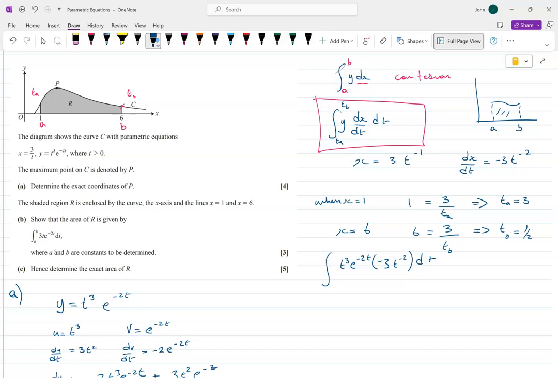Now here's a little bit of a catch though, as I've said already. We need to take care to put the corresponding t values in there. So the top one is the corresponding upper value for x, and the t value that corresponds to that. And that is t_b, which is equal to a half.